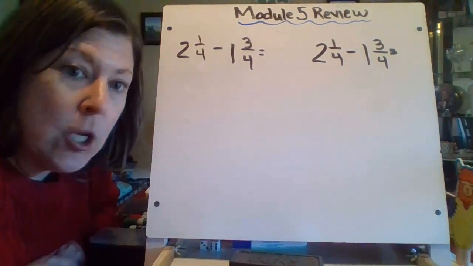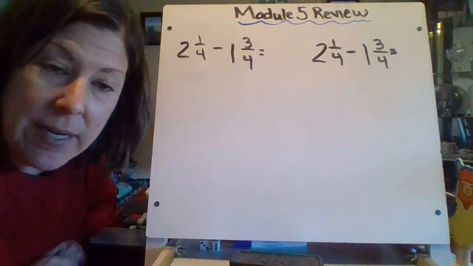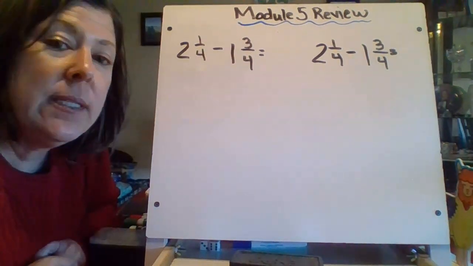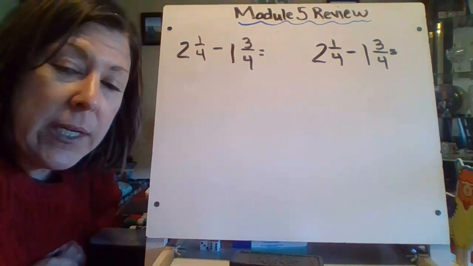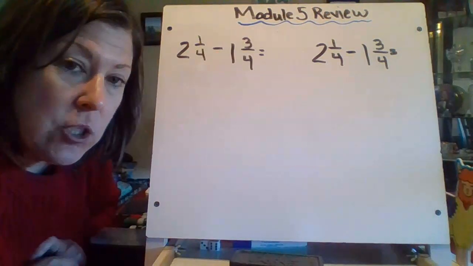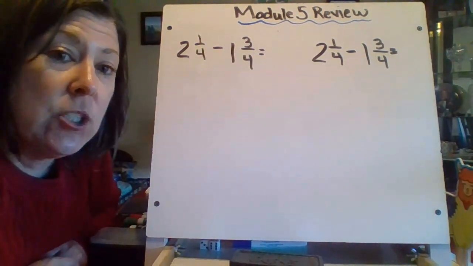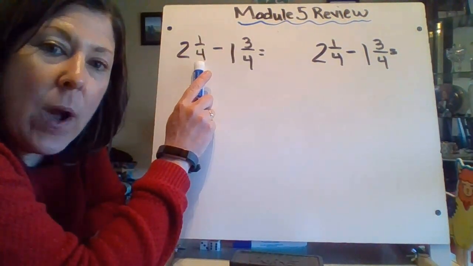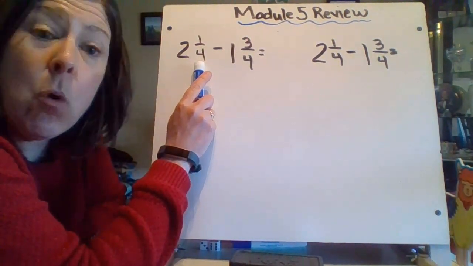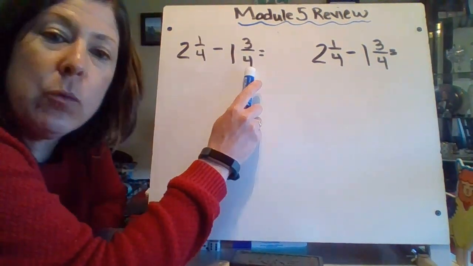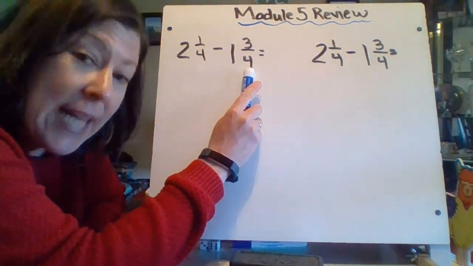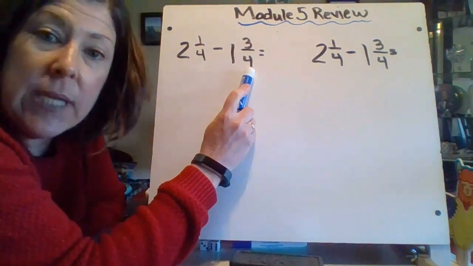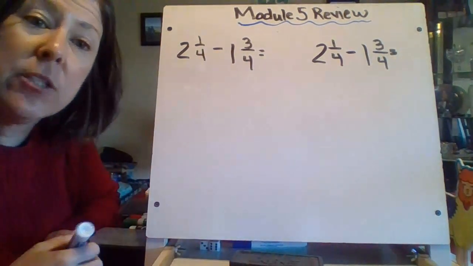Sometimes when we subtract, we have to borrow because we don't have enough to subtract. Same with fractions. So in this example, I have 2 and 1/4 minus 1 and 3/4. And we're going to solve this 2 different ways. You pick the strategy that's better for you. I have 1/4 here. I don't have enough to take away 3. And that's what you have to ask yourself. Are there enough fourths to take away 3? And the answer is no.